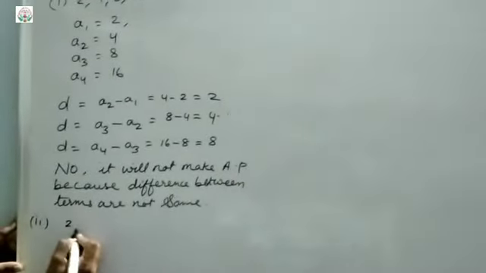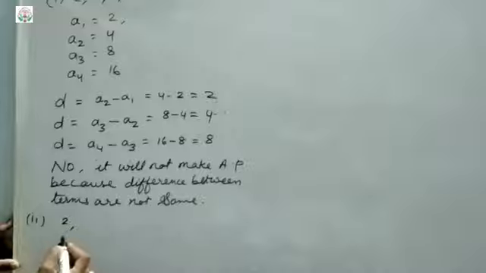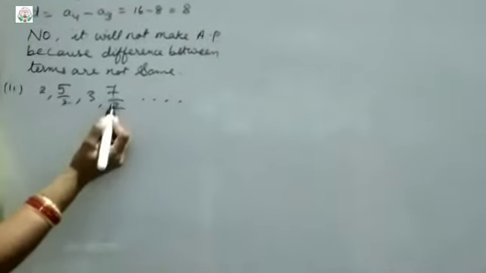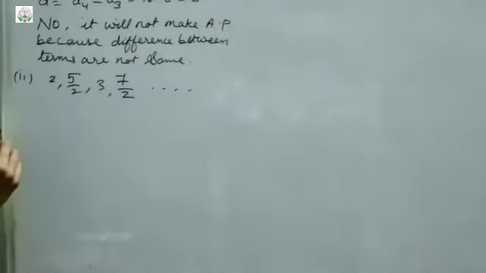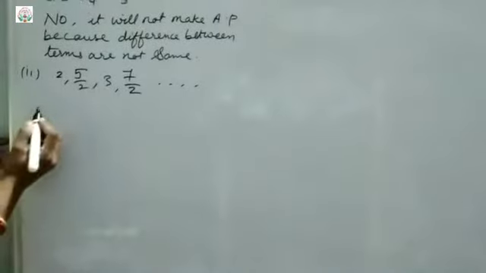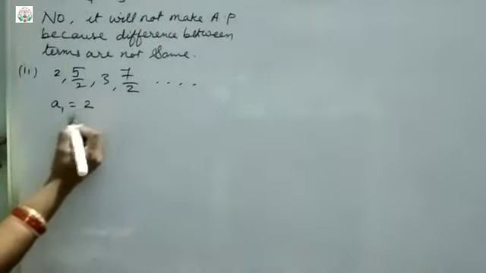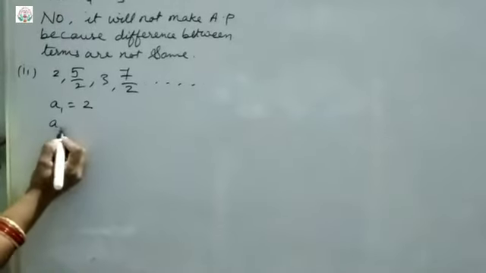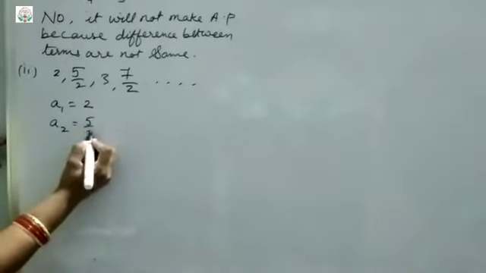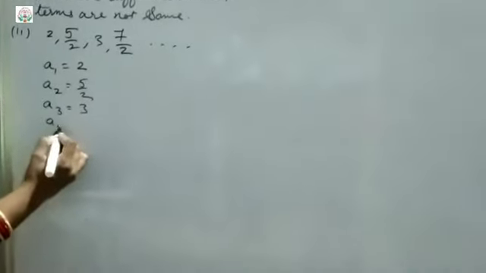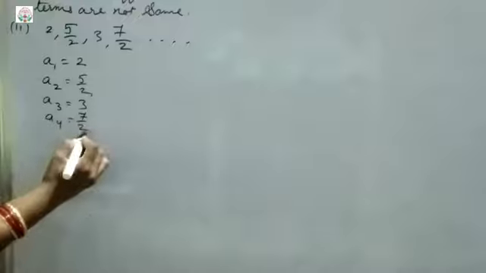Now the second question is 2, 5 upon 2, 3, 7 upon 2, and so on. Here you can see A1 equals 2, the first term. Now the second term A2 equals 5 upon 2. A3 is 3. A4 equals 7 upon 2.